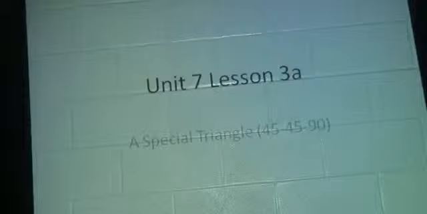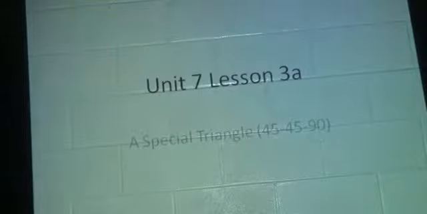Hello, this is the first part of Unit 7, Lesson 3. This is about special triangles. The first special triangle that we're going to cover is the 45, 45, 90 triangle. This happens whenever you take a square and draw a diagonal. The resulting figure is two 45, 45, 90 triangles.